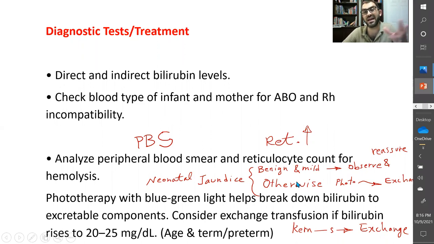Otherwise, phototherapy, and if it doesn't work, or if it is more severe, you will do exchange transfusion. What is phototherapy? Using UV lights to make indirect bilirubin, which goes into my brain, into more water-soluble products. We use phototherapy for indirect hyperbilirubin. If you use it for direct hyperbilirubin, you will have a tanned bronze baby. We use it for indirect hyperbilirubin to make it water soluble so the baby is peeing it out.